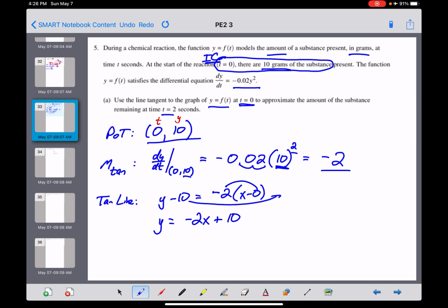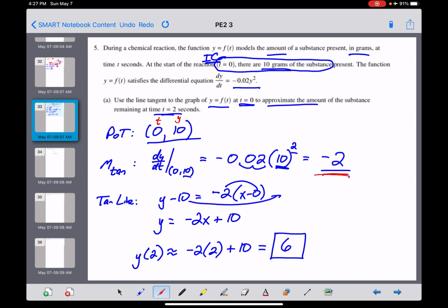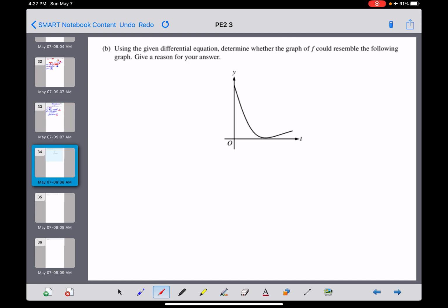And now they want us to use that to approximate the amount of the substance remaining at t equals 2. So y at 2 would be approximately equal to negative 2 times 2, which is negative 4, plus 10, and we're going to end up with 6. So that is how much of the substance we have left, according to this model, after 2 seconds. So that was a 2-point problem here, guys. You got 1 point for coming up with the slope of your tangent of negative 2, and another point for coming up with this approximation of 6.